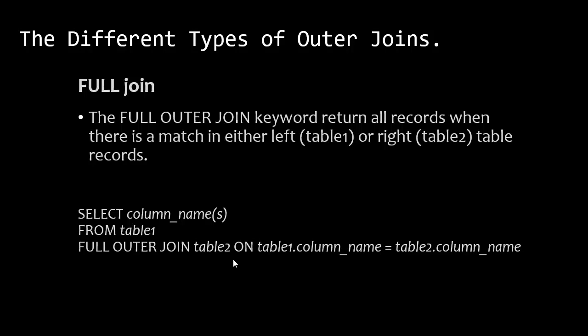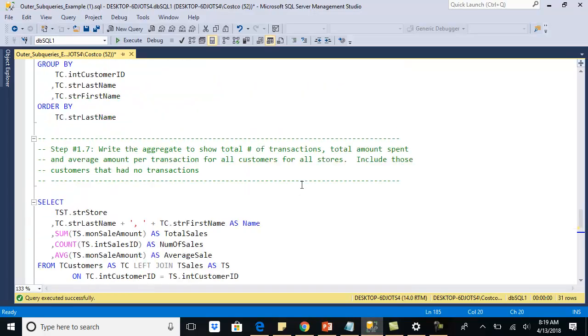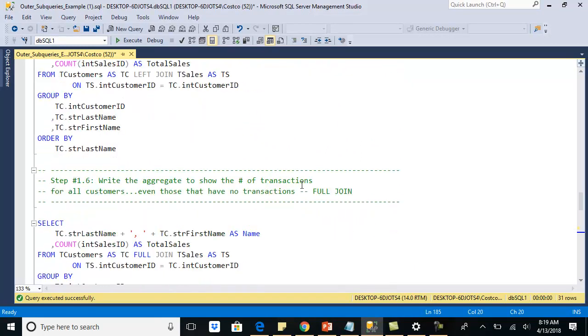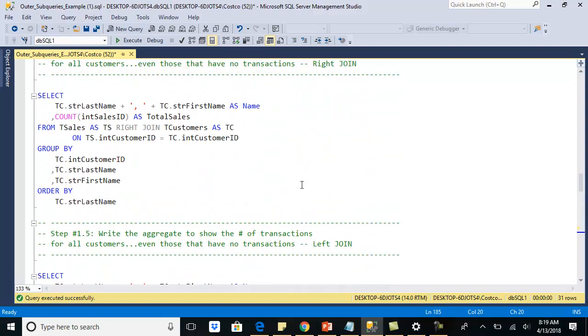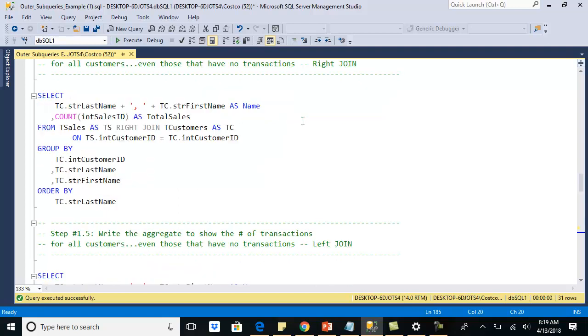All right. Okay, let's try a few. Let's go ahead and get out of here and come over to this. I've pre-written a few in the database that we used last week. Let me go back up here. Here we go. In this case, we're going to write an aggregate to show the number of transactions for all customers, even though they have no transactions.